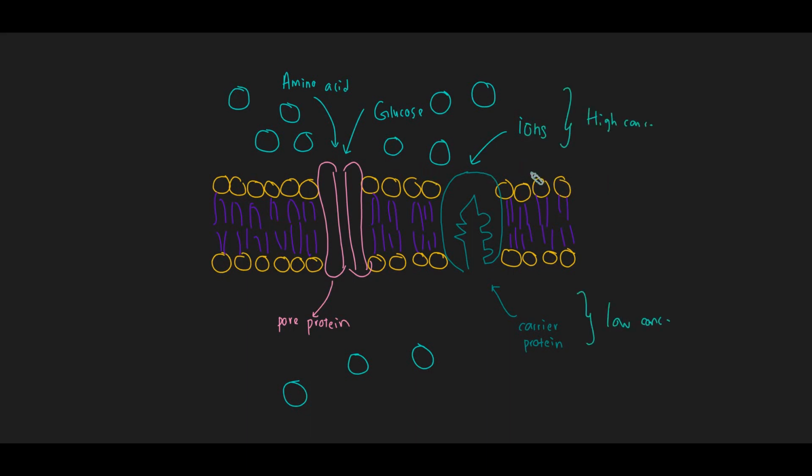One of the applications of facilitated diffusion, as we all know, is the absorption of amino acids and glucose in the small intestine. Whereas simple diffusion, we know it from the exchange of respiratory gases, oxygen and also carbon dioxide. So that's about it for today, guys.